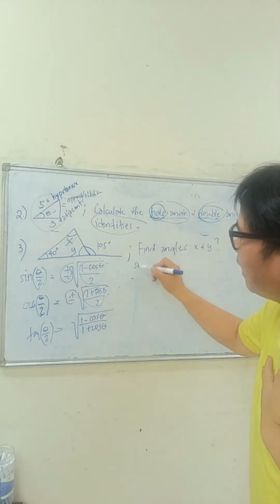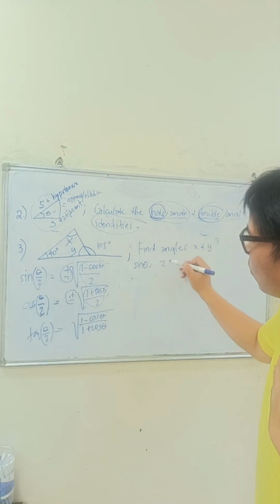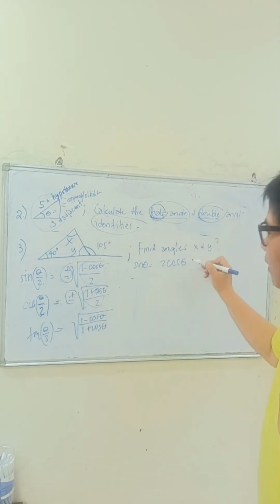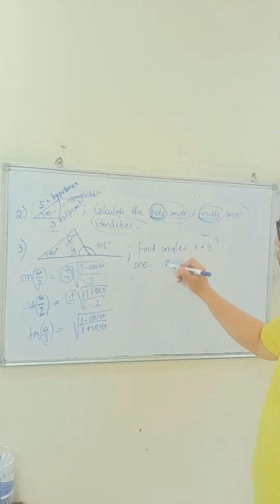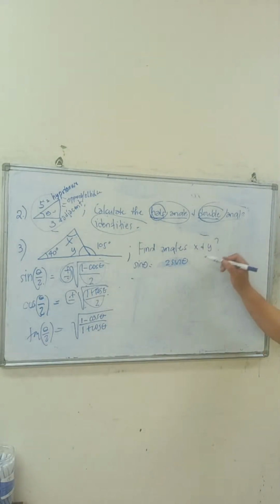Okay, we have sine 2 theta is equal to 2 sine theta cosine theta.